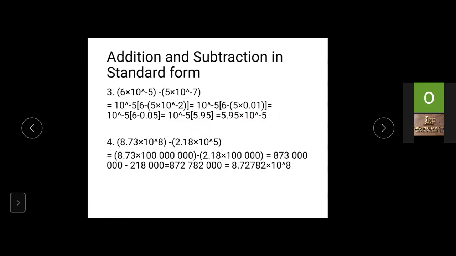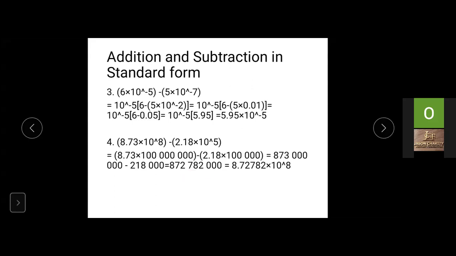Moving to the fourth example, we have 8.73 times 10 raised to the power of 8 minus 2.18 times 10 raised to the power of 5. Now, there are different ways we can solve addition and subtraction in standard form. So I decided to use this example to show us the other way of solving. If we don't want to go about bringing out what is common to both sides, we can solve it this way.